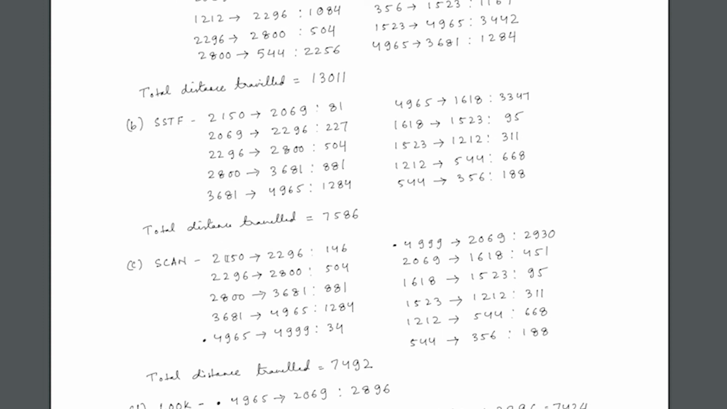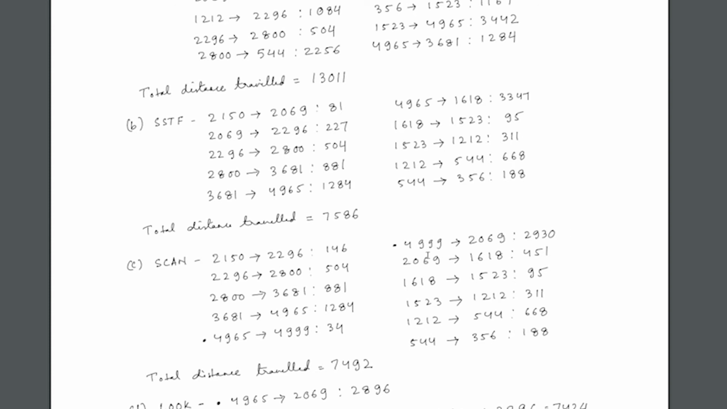So the next smaller number is the one that is going to get serviced, because anything bigger than 2150 has already gotten serviced when the disk heads moved from left to right. Now they're going from right to left. So from 4999, it is going to go to 2069. And in doing so, we have 2930 cylinders that got traveled.